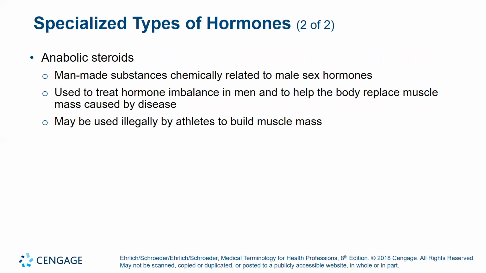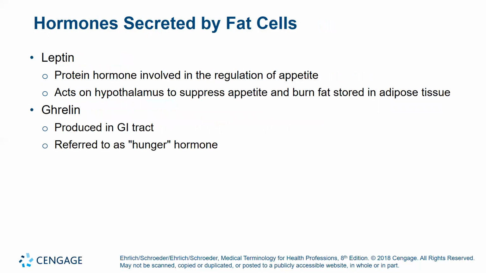We have anabolic steroids. These are man-made substances chemically related to male sex hormones. They are used to treat hormone imbalance in men and to help the body replace muscle mass caused by disease. They may be used illegally by athletes to build muscle mass.